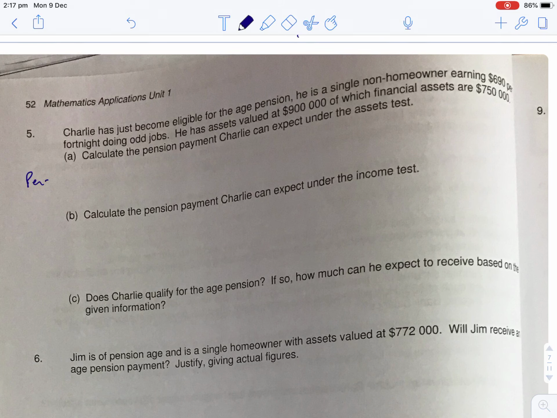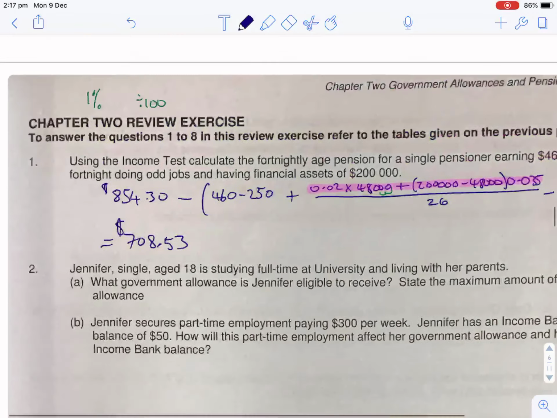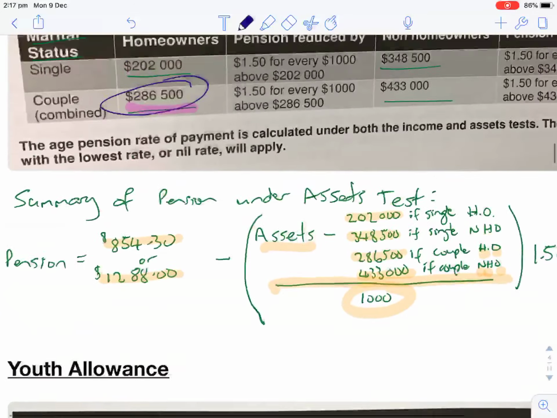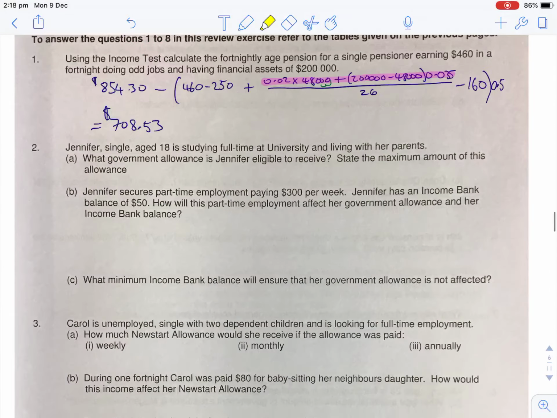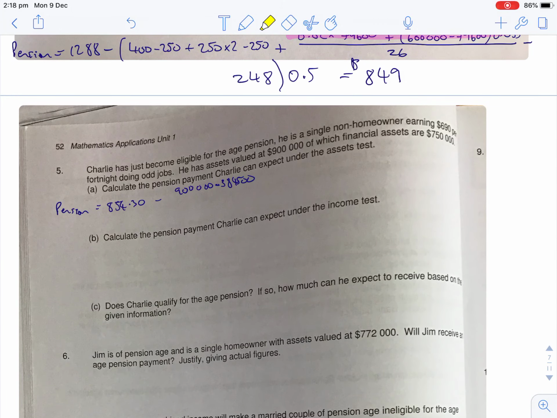So his pension here, if he got the full amount, would be $854.30. That's the maximum amount for a single person. Take away he had $900,000 in assets, so $900,000, take away $348,500. That's what a single non-homeowner is allowed. That value has come from this table here. So $348,500 is what he's allowed as his threshold, and I've taken that away.